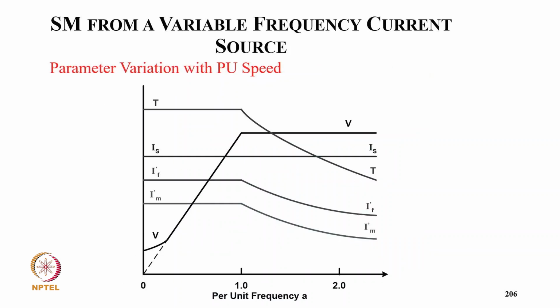So you can clearly see how, with the frequency or speed, the torque, voltage, stator current, field current, magnetizing current and the voltage vary.